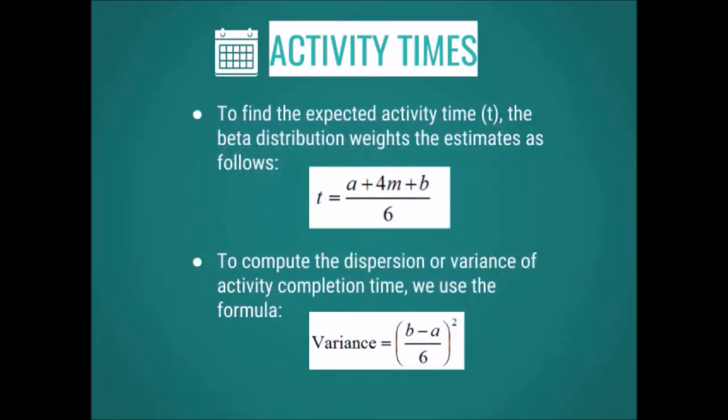To find the expected activity time, the beta distribution weights the estimates as follows: add a, 4 times m, and b together, all over 6. To compute the dispersion or variance of activity completion time, we use the formula (b minus a) all over 6, then raised to the exponent of 2.